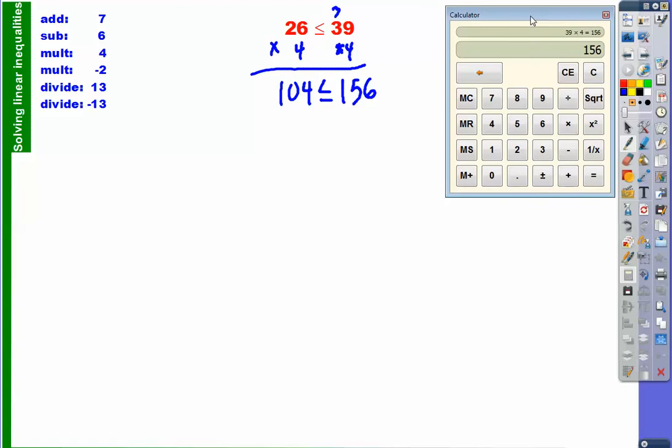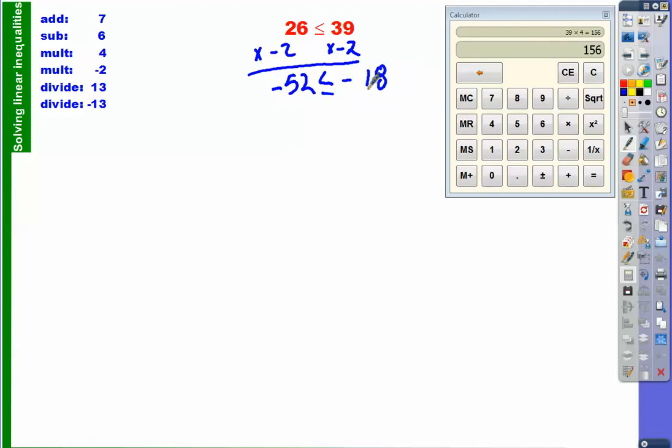Well, yeah. So far, adding and subtracting created true statements. Multiplying by a positive number, it worked. So now let's try multiplying by a negative. So we're going to multiply by -2, and what do we get? We get negative 52 is less than or equal to negative 78. Is this a true statement? No, it's not a true statement.